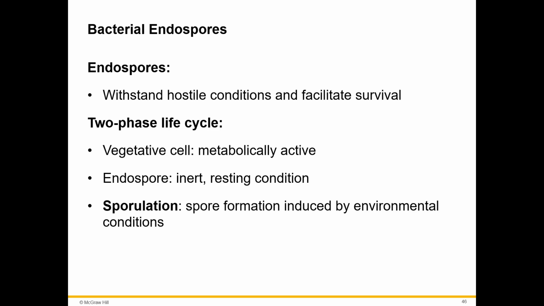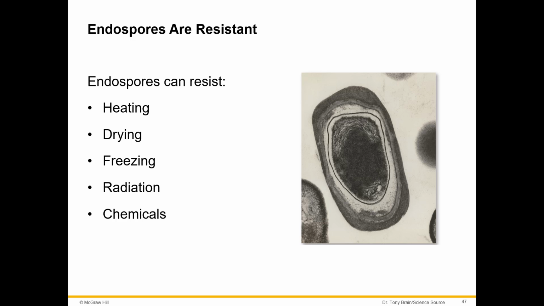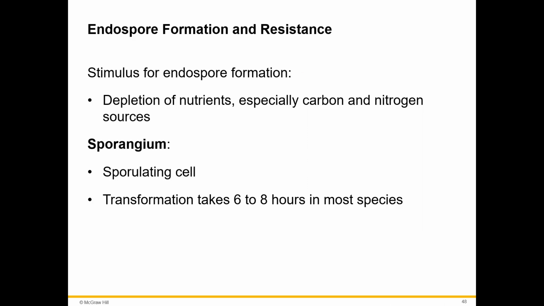So sporulation is just the process of forming the endospore, and that's dependent on environmental conditions. Like I said, if that bacterial cell gets into an environment where there's no nutrients, it's going to start forming spores. Endospores can resist heating, drying, freezing, radiation, and chemicals. The stimulus for the endospore formation, if there's a depletion of nutrients, especially carbon and nitrogen sources, the bacterium is going to produce an endospore. The sporangium is the sporulating cell, so it's the cell that's actually producing the spore, and the transformation takes 6 to 8 hours in most species.